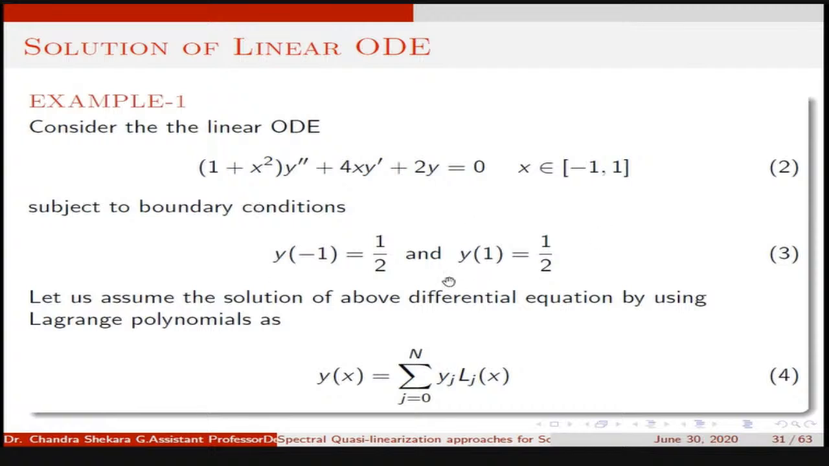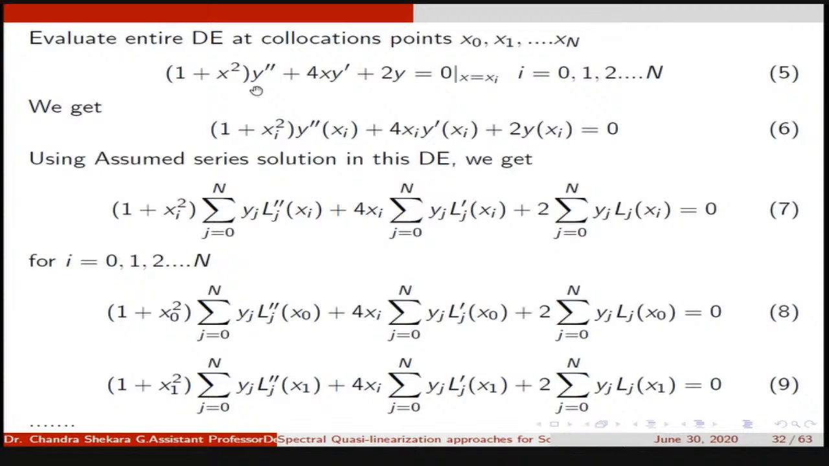So we can directly assume the solution of this differential equation by using Lagrange's polynomials as basis functions. You observe that the yj's become just constants: the y value at x0, y value at x1, and so on. You assume the solution as given in this equation. Then the next step is you collocate the entire domain. You discretize the domain minus 1 to 1 by using the collocation points x0, x1, x2, and so on up to xn. Then you evaluate this differential equation about those collocation points, replacing x by xi. Then we get the differential equation about each collocation point.